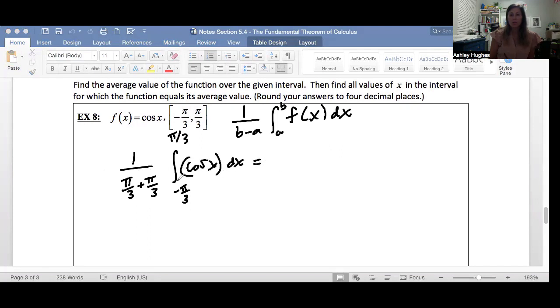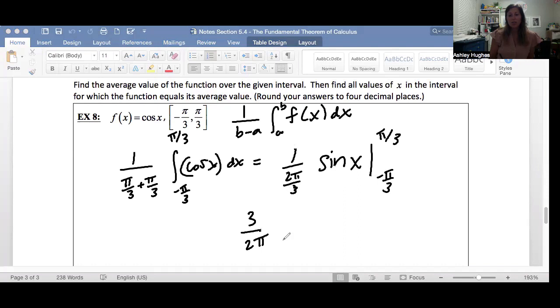So that's 1 over 2 pi over 3. And then the integral of cosine is sine. We're going to evaluate that from negative pi over 3 to pi over 3. If I flip this, that'd be 3 over 2 pi. Dividing by a fraction is multiplying by the reciprocal. Sine of pi over 3 minus sine of negative pi over 3.